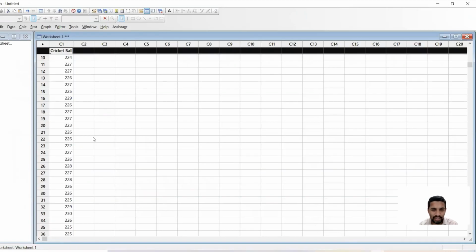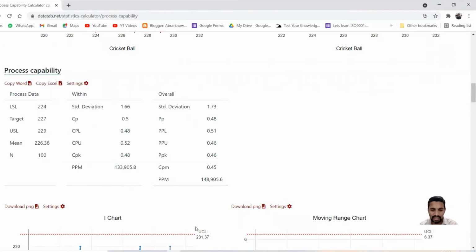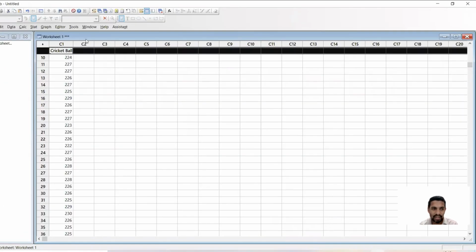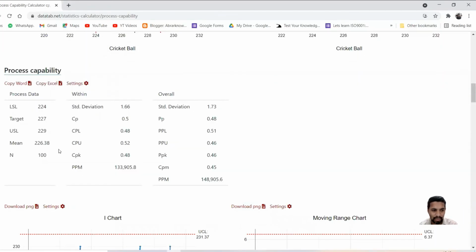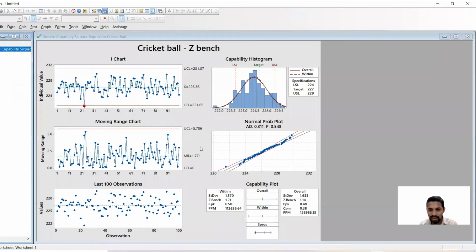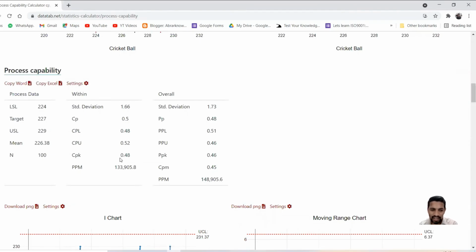Okay, so how much has Minitab given? Let's see how much Minitab has given. Just going back to the graph, 226.36, perfect. So this is more or less the same, and n equals 100. Standard deviation is more or less the same. It has given CP lower, upper, and CPK 0.48. That we saw, the value we got here is 0.5. That is still okay, a rounded value. And PPM also we got.